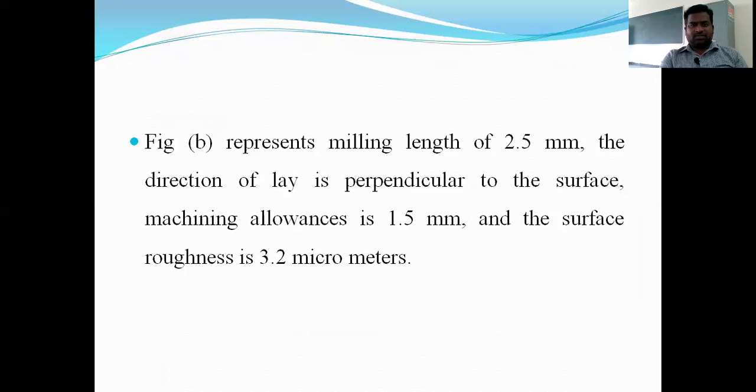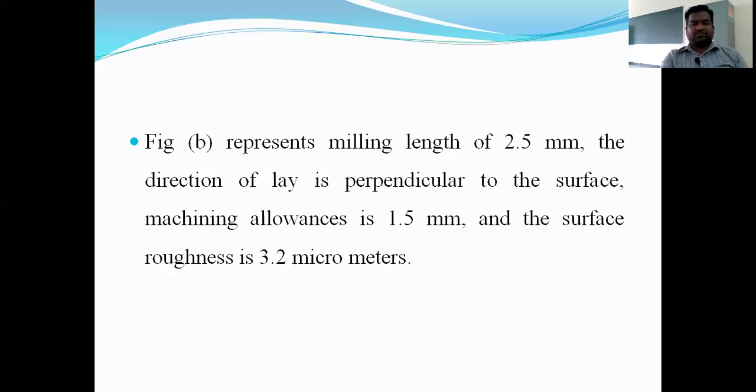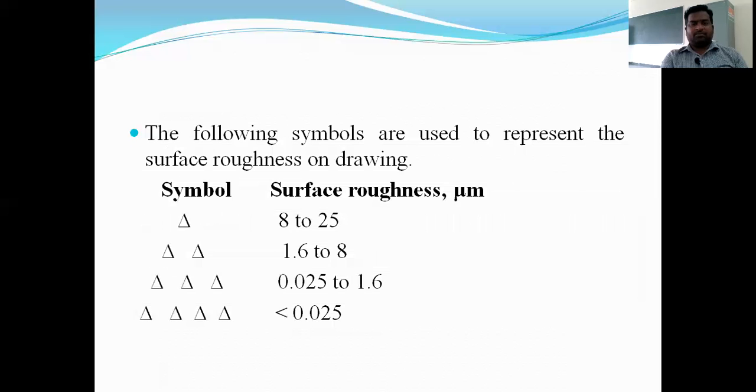So in the figure representing milling, the sampling length is 2.5 mm, the direction of lay is perpendicular to the surface, the machining allowance is 1.5 mm, right? And the surface roughness is 3.2 micrometers. And observe here, the following symbols are used to represent the surface roughness grades. Single triangle is 8 to 25, then the surface roughness value. Double triangle is 1.6 to 8, triple triangle 0.05 to 1.6, four triangles less than 0.05.